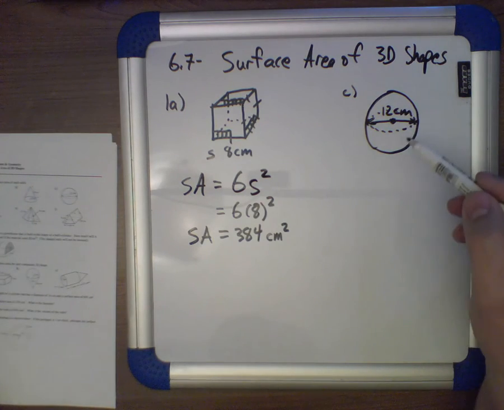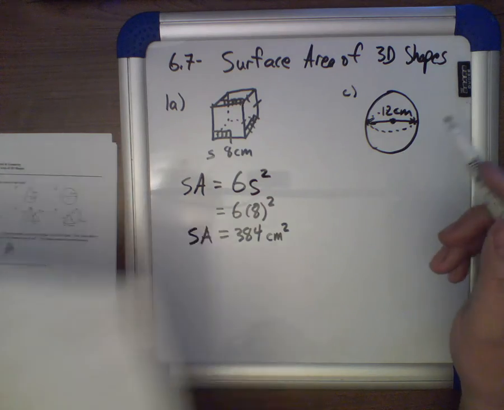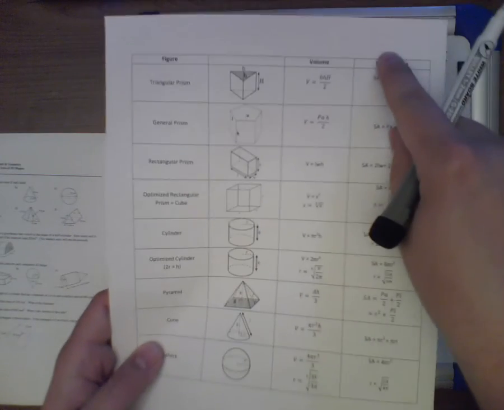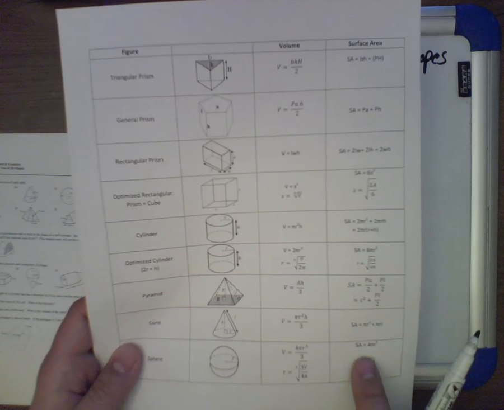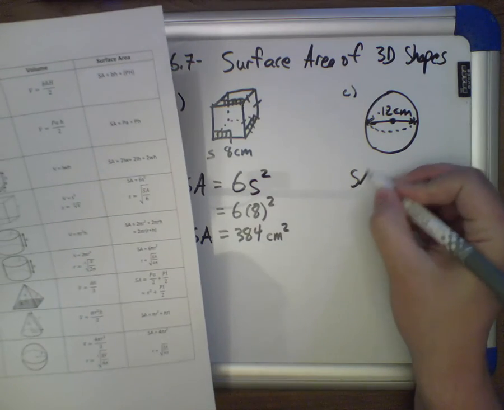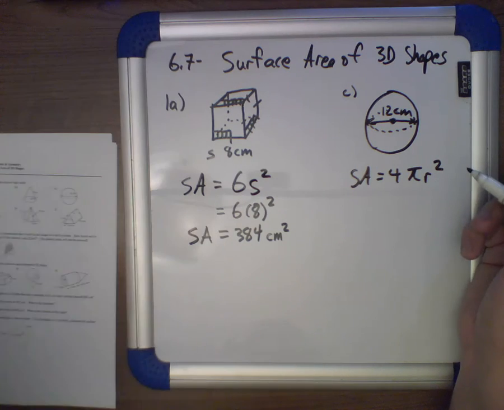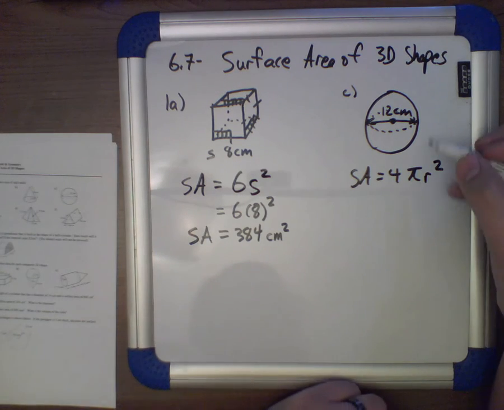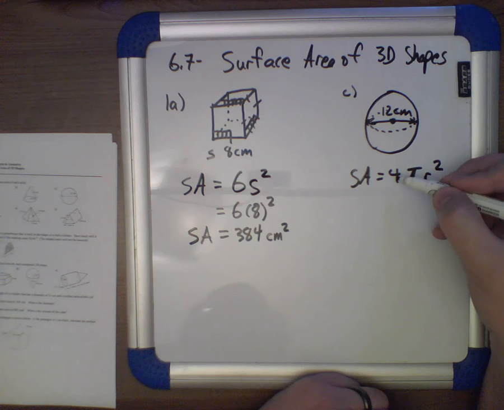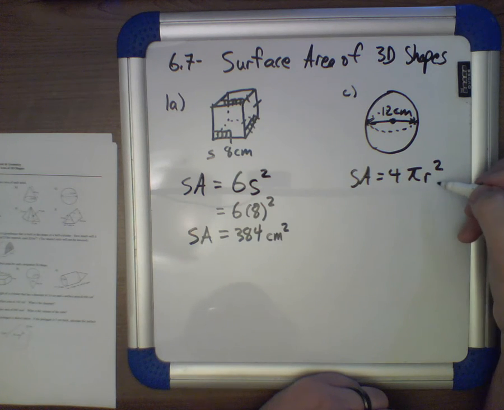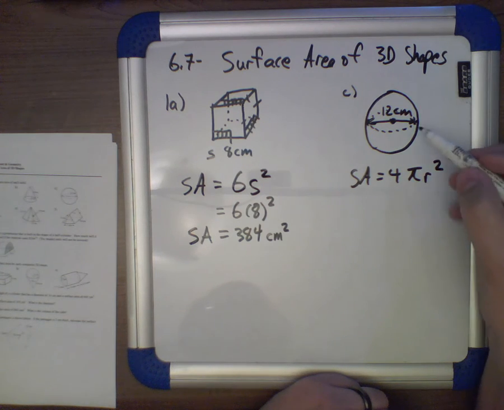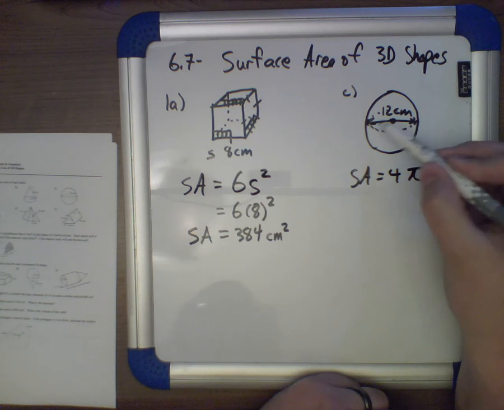All right, next. C. What shape are we dealing with? We're dealing with a sphere. Let's check our sheet. So surface area, sphere. Here's our formula. Surface area equals 4 pi r squared. Let's add our labels. What variables do I need? 4 is a number. Pi is a number. I need to know my r. I'm not given r. I'm given diameter.